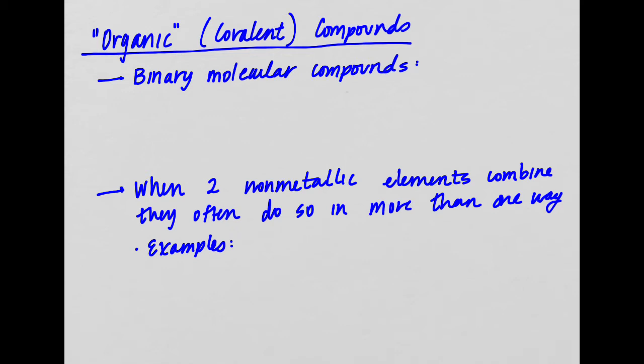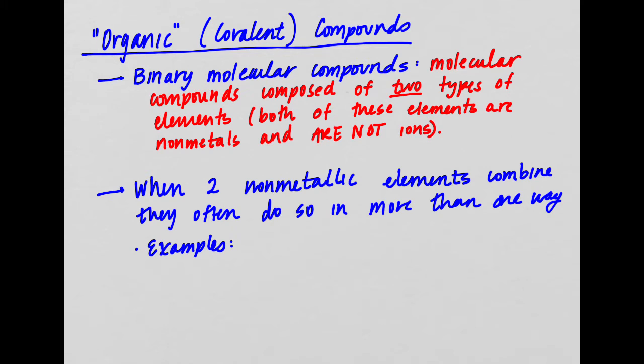Alright, so organic compounds are also known as covalent compounds, are also known as molecular compounds, so those are three interchangeable words, organic, covalent, and molecular, when we're talking about compounds. Alright, so we are only going to be learning how to name binary molecular compounds today in this chapter, actually. So binary molecular compounds are molecular compounds composed of two types of elements, both of which are nonmetals, and they are not ions.